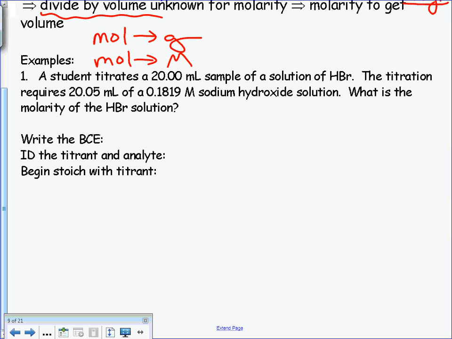So a student, this could be you, titrates 20 milliliters of a sample of hydrobromic acid. The titration requires 20.05 milliliters of 0.1819 molar sodium hydroxide solution. What is the molarity of the HBr? So we just read a lot. Let's write down our BCE first, and then let's write down our knowns. So what is reacting?